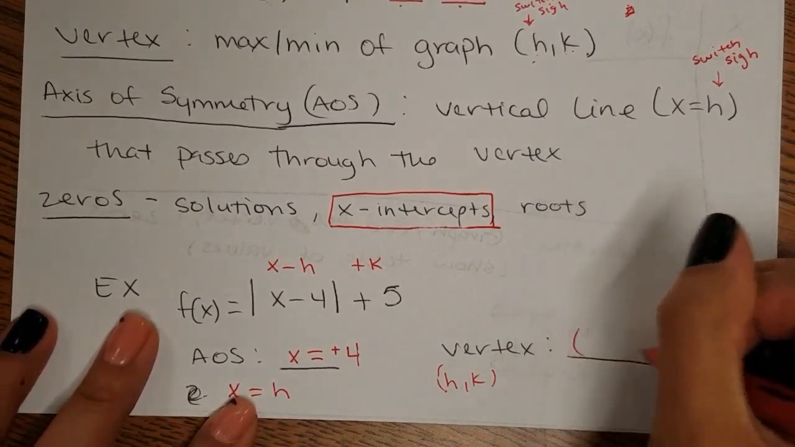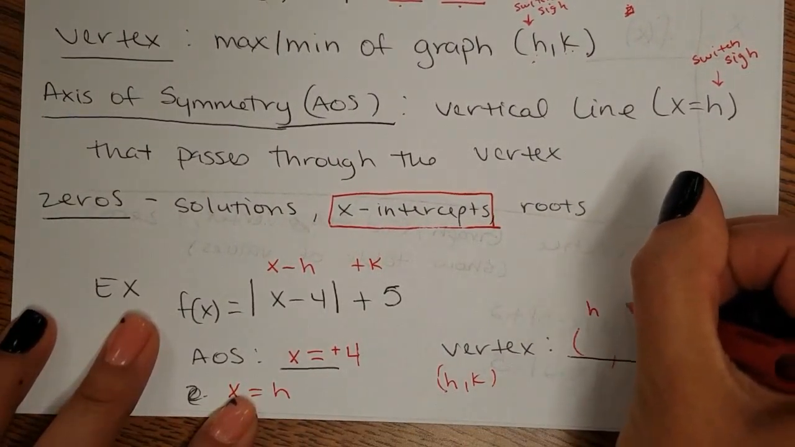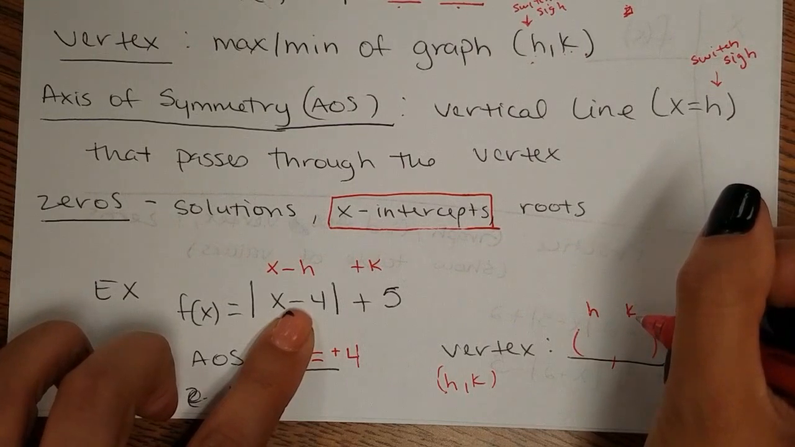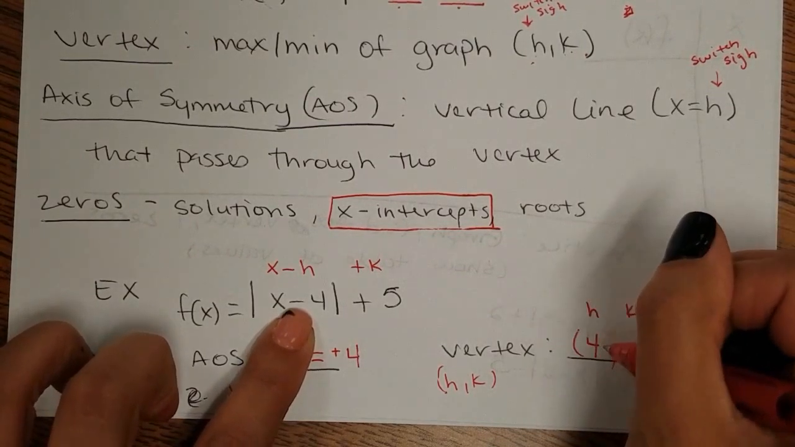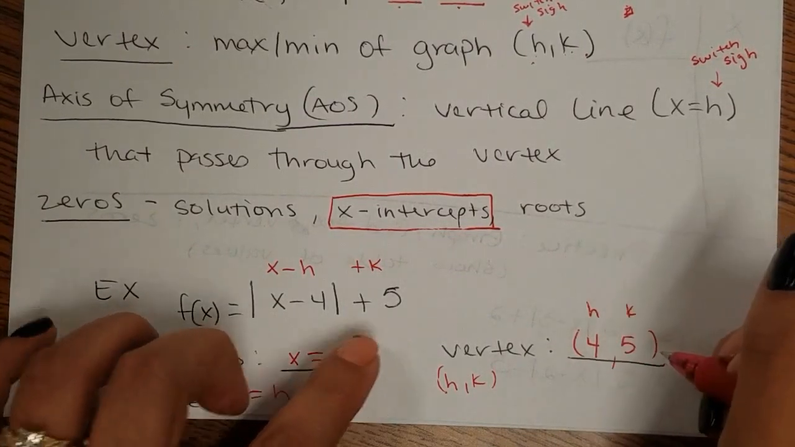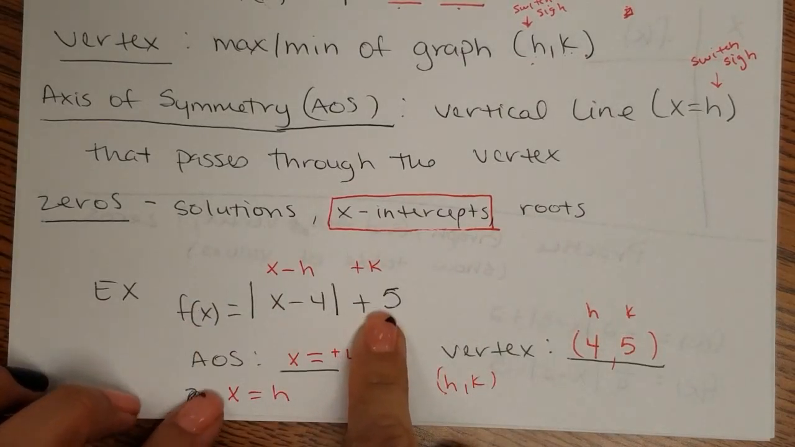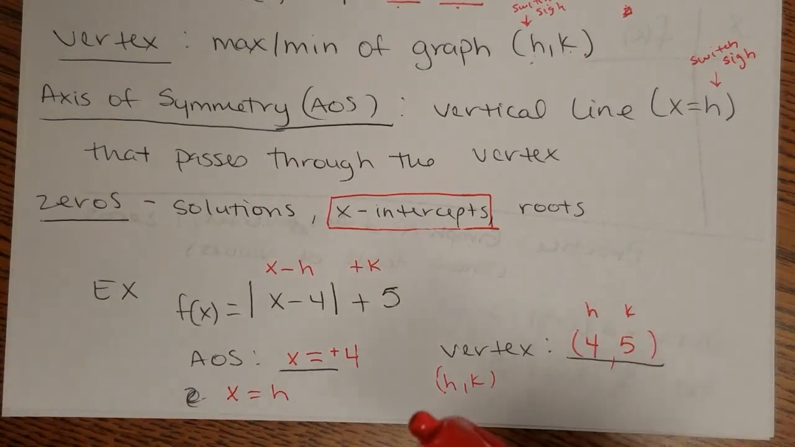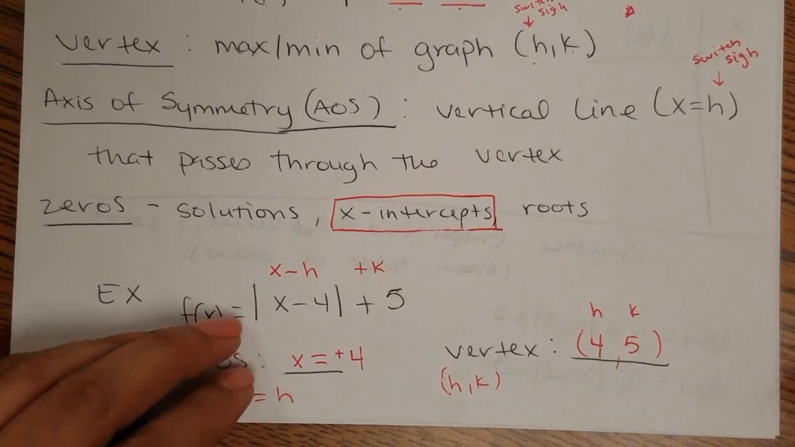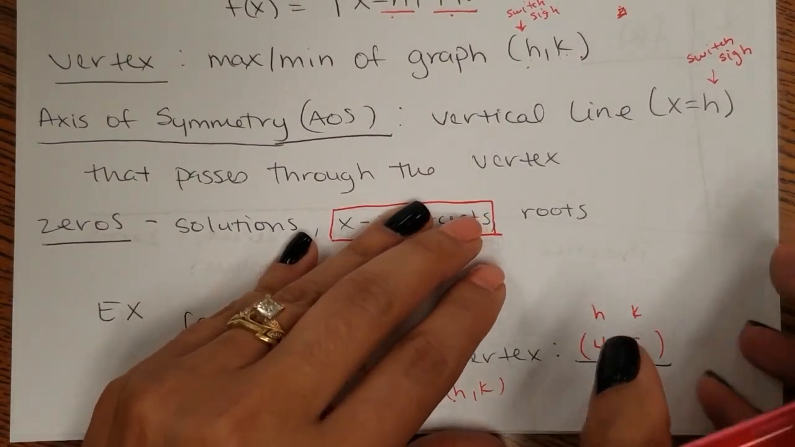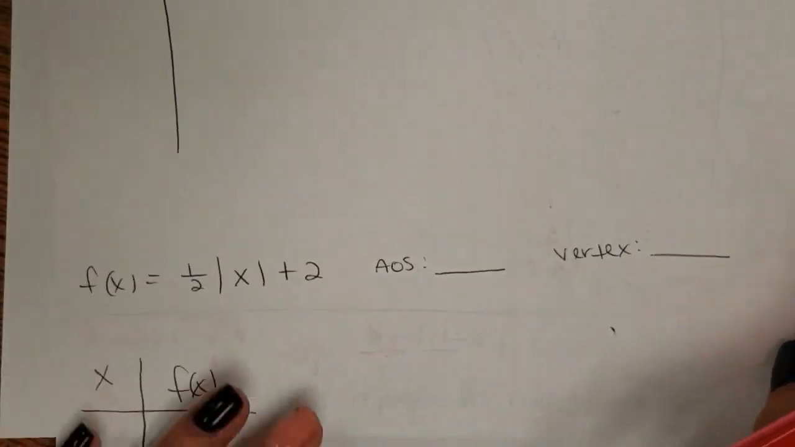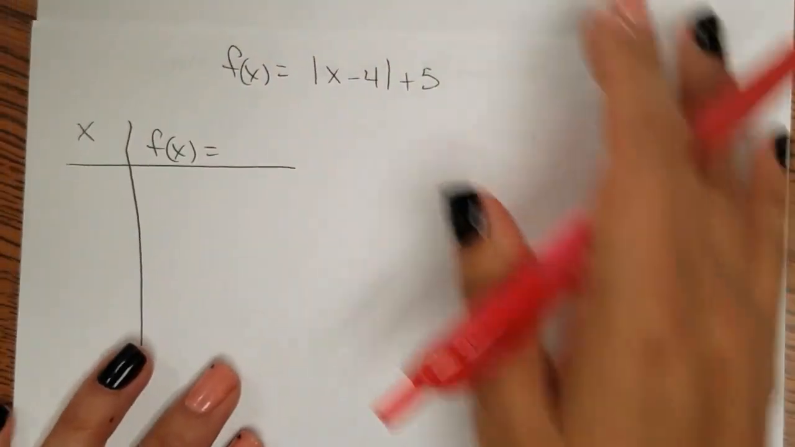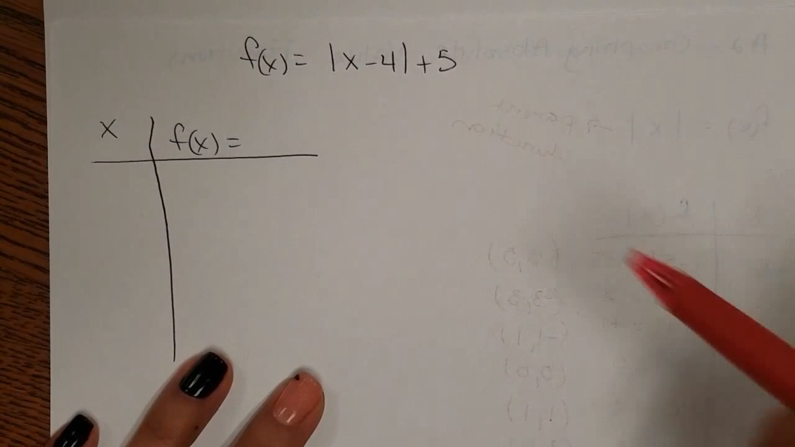The same thing with the vertex. You have your h and your k. h is -4, so we change it to a positive. k stays the same. So if you were graphing this function right here, you should automatically know the axis of symmetry and the vertex just by looking at it. And that helps a lot when you begin to graph the equation. So I'm going to give you a few more examples, but I'm only going to do one table because they tend to be a little time consuming.